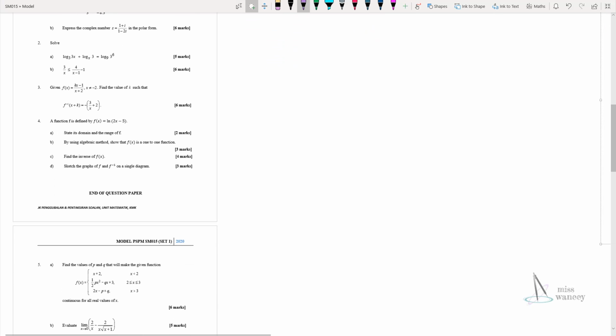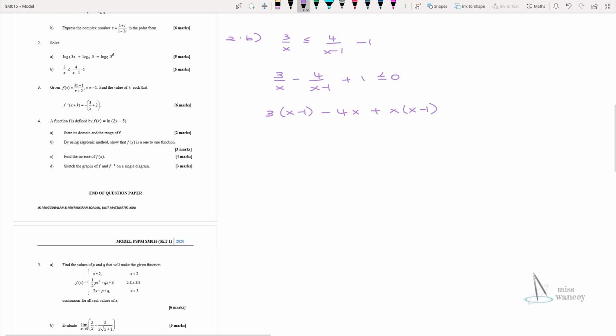Okay, so number 2B now. Okay, so we got 3 over x less than or equal to 4 over x minus 1. So I'm going to bring everything to the left hand side first. So 3 over x minus 4 over x minus 1 plus 1 less than or equal to 0. And then let us have a common denominator. So we got 3 times with x minus 1 minus with 4 multiply with x plus with x multiply with x minus 1. And then everything divide with x minus 1 less than or equal to 0.